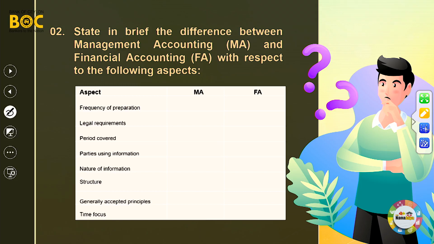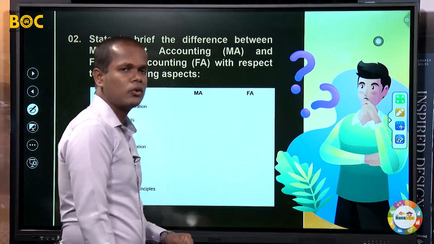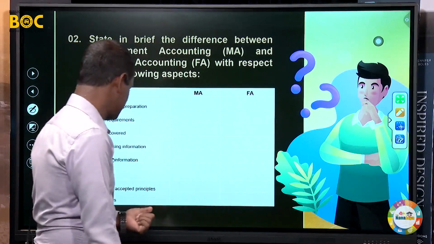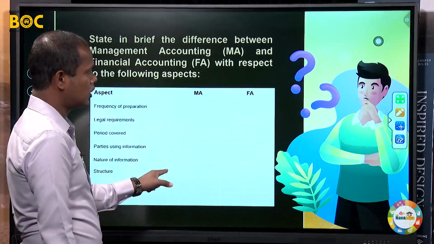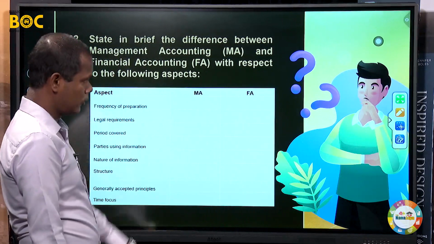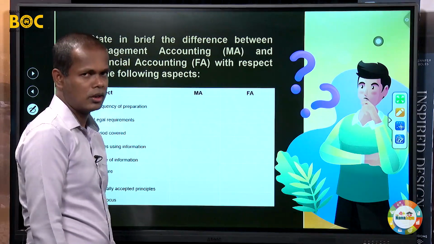The structure: management accounting, specific division; financial accounting, overall organization. Generally accepted accounting principles: management accounting, not applicable, you don't have accepted principles; but financial accounting has generally accepted accounting principles. Time focus: management accounting, you focus on the future; financial accounting, the past.